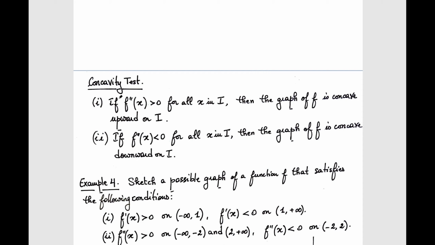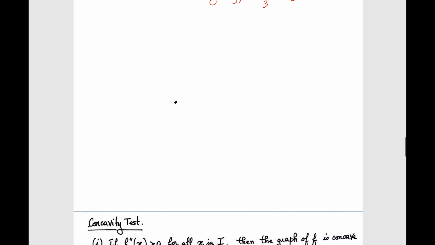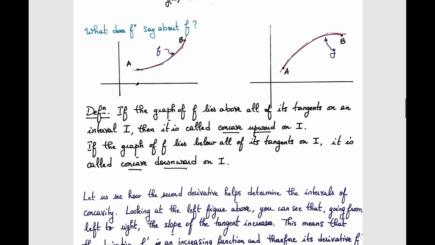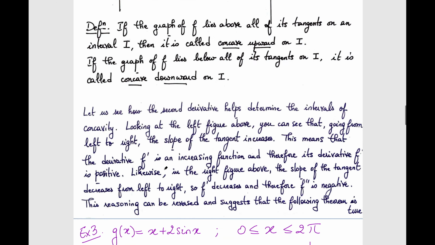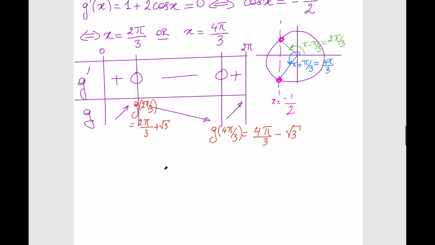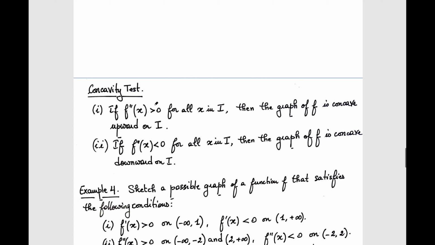So here are the details that we just discussed. If the second derivative of a function is positive on an interval, then the graph of the function is going to be concave upward. Okay, so the tangents are going to be below the graph, right? Because in this case, this is the left figure. Because the derivatives are increasing, I'm expecting the derivative of that derivative to be positive, right?